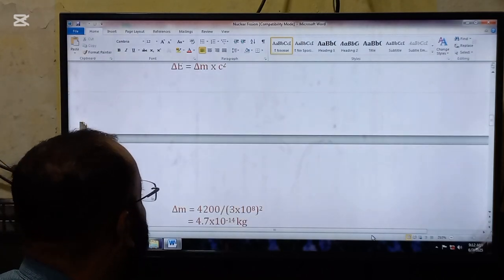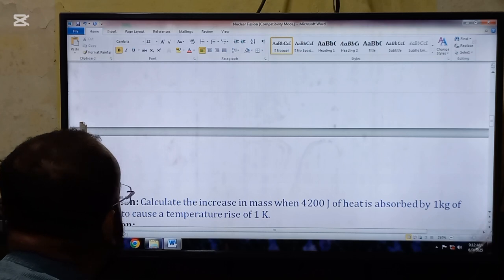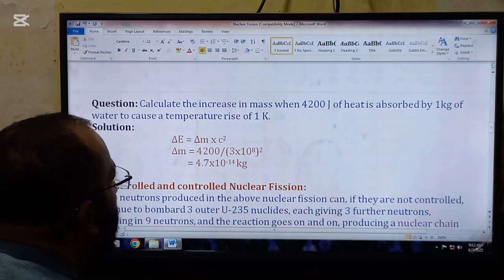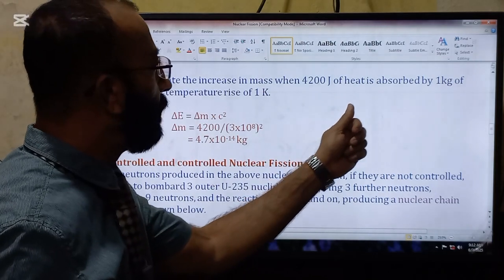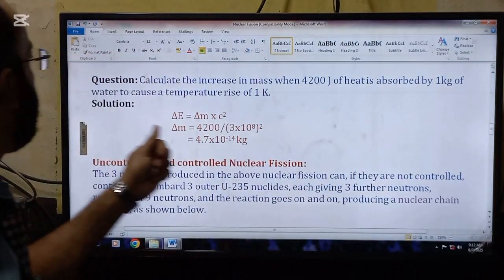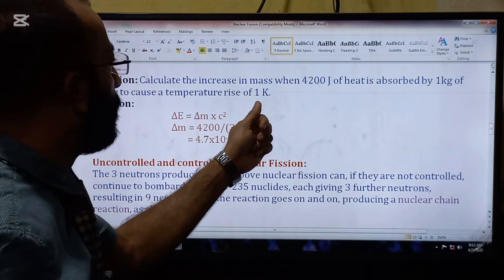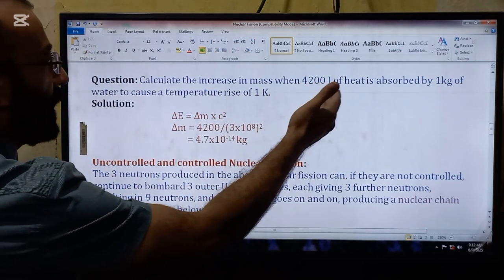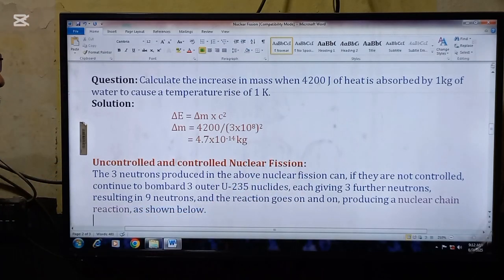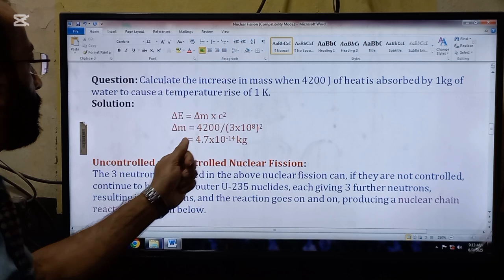And the other question is: calculate the increase in mass when 4200 joule of heat is absorbed by 1 kg of water to cause a temperature rise of 1 Kelvin. So the increase in mass is from 4200 joule. The equation used is delta E equals delta M into C square.